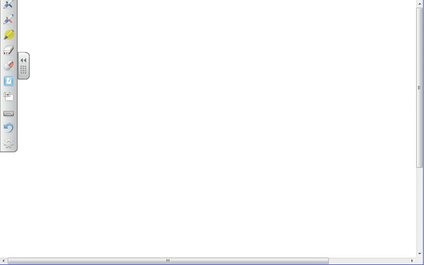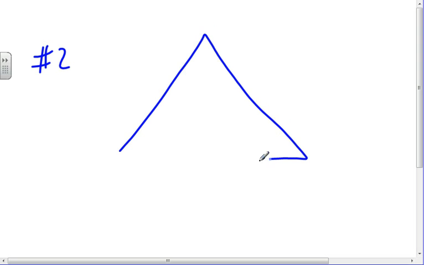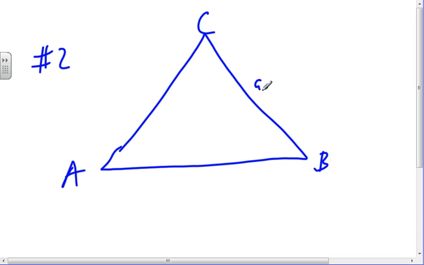Okay. I'm doing number 2. I've got a triangle with A, B, C, little a, little b, little c. And then I look at my data: 30, 50, 57.5.